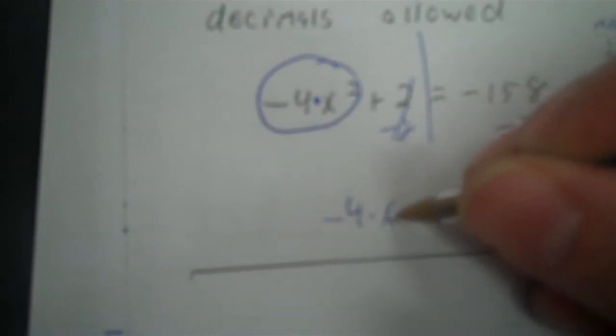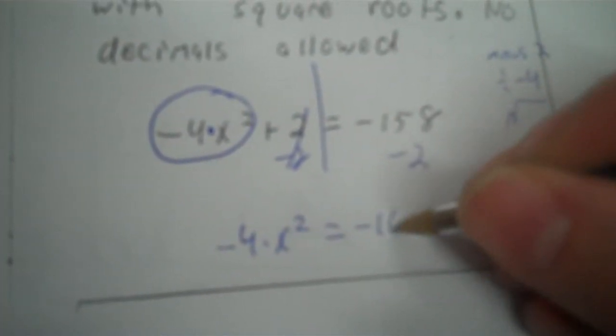So negative 4 times x to the second equals negative 160. Then I divide each side by negative 4, and I get 40. So I get rid of the second power with the square root, positive or negative, both of them. Now 40 is not a perfect square, and I said no decimals allowed to everybody. So that's irrational. So then you put a division sign and you make a couple of square roots off to the side, just like geometry.